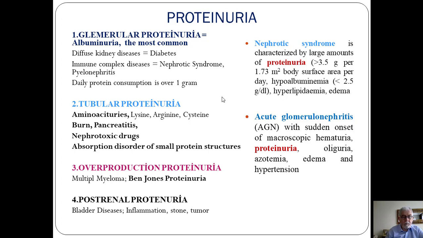Third one is overproduction proteinuria. There's a very specific, unique protein called Bence-Jones proteinuria. If you detect Bence-Jones proteinuria in urine, we accept that it can be related to multiple myeloma. It can be a diagnosis for multiple myeloma. And the last one is post-renal proteinuria. It is dependent on bladder disease, inflammation, stone, and tumor.